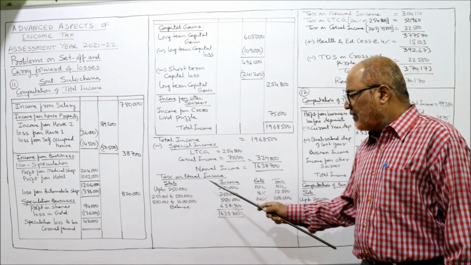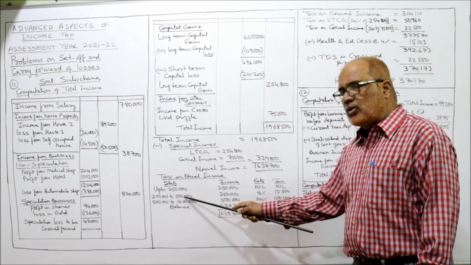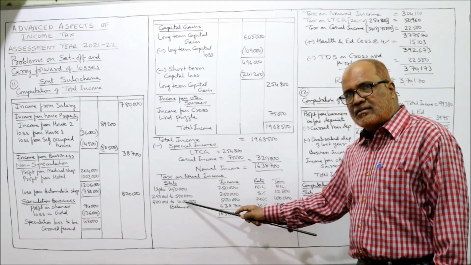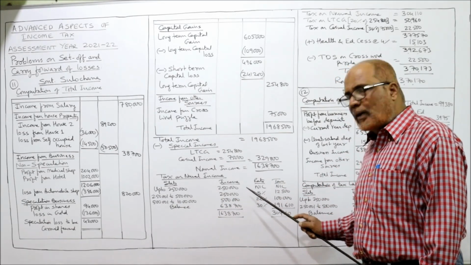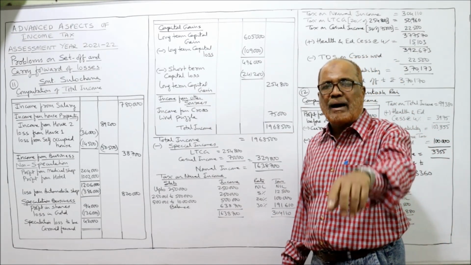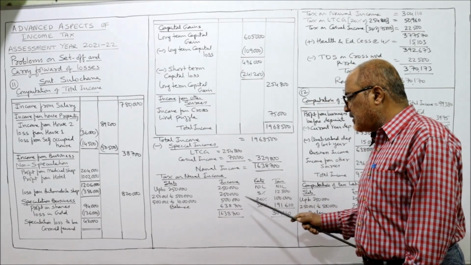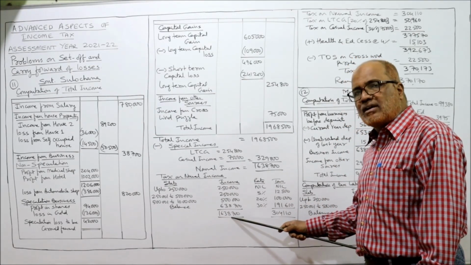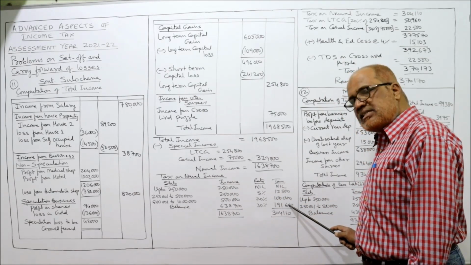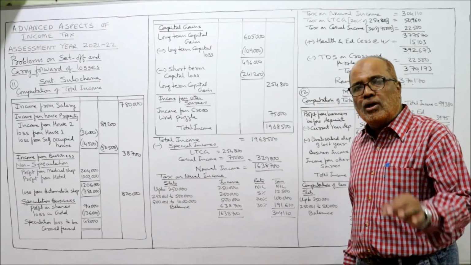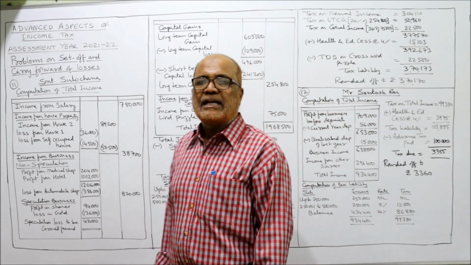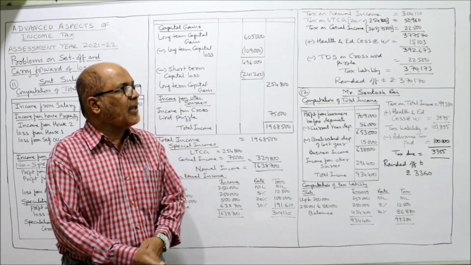Slab: up to 2,50,000 income, nil. 2,50,000 to 5 lakh, income 2,50,000 at 5%, 12,500. 5 lakh to 10 lakh, third slab, income 5 lakh at 20%, 1 lakh. The balance over 10 lakh rupees, whatever balance is there, at 30%. So totally 16 lakh 38,700. From 16 lakh 38,700 deduct 10 lakh. So 6 lakh 38,700 at 30%, 1,91,610. So total tax on normal income is 3,04,110. This is the tax on normal income.